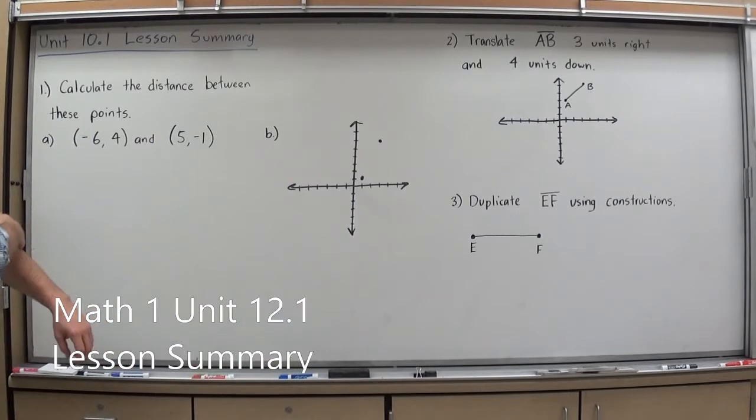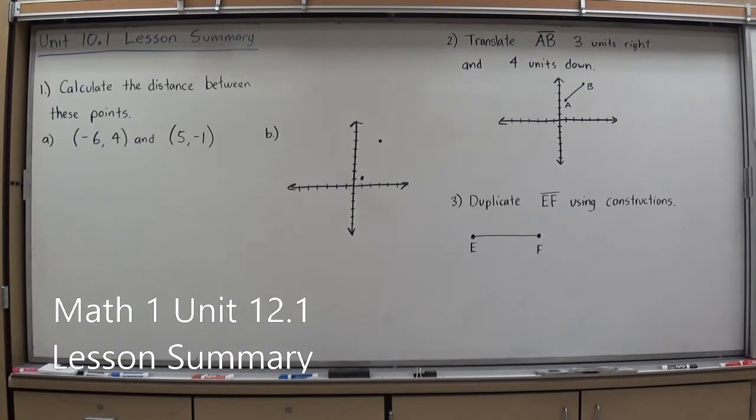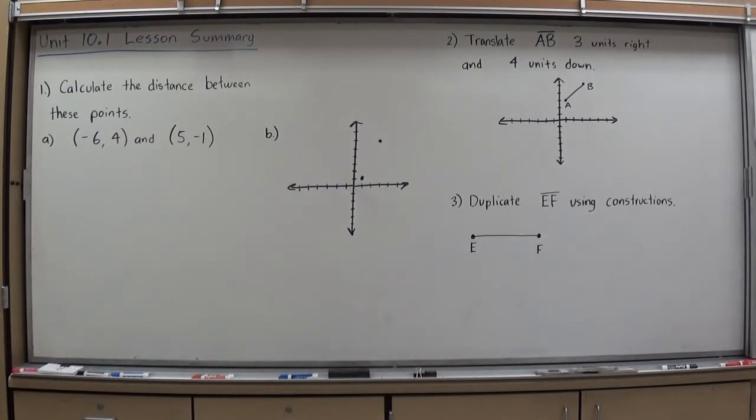In Unit 10.1, we will begin our study of geometry. We're going to start to look at distances on the coordinate plane, how to calculate distance of segments and distance between points. We'll get into translations, which is one of our types of geometric transformations. And we'll start to get familiar with the use of a compass in geometry and in math to perform constructions. So it's a little bit of everything here in this first section.